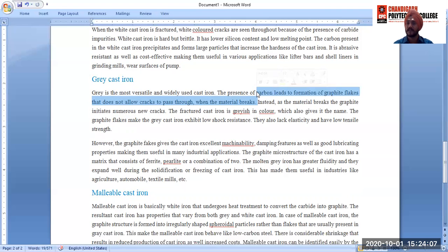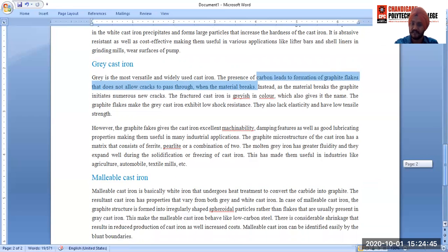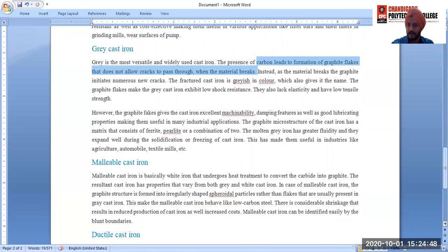The microstructure of gray cast iron has a matrix that consists of ferrite, pearlite, or a combination of the two. Molten gray iron has fluidity and expands well during the solidification or freezing of the cast iron. This has made it useful in industries like agriculture, automobile, and textile. The microstructure of gray cast iron is a combination of ferrite, pearlite, or both, which is very useful for industrial applications. There are different automobile parts, different agriculture parts, and it is also useful in textile mills.